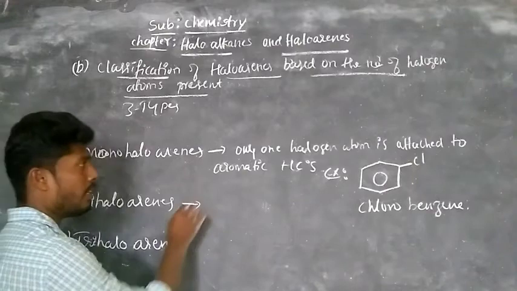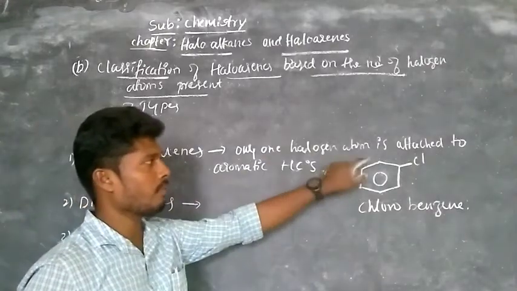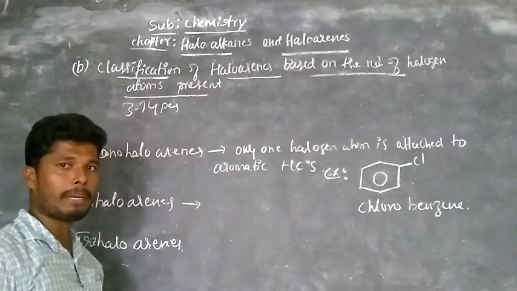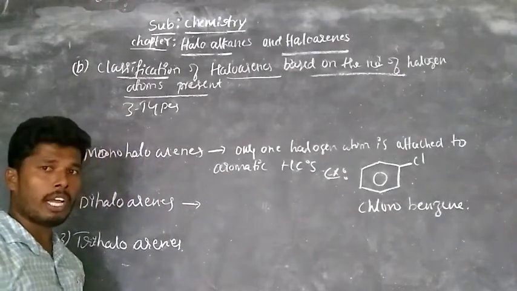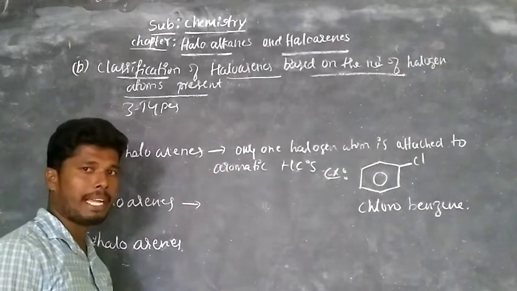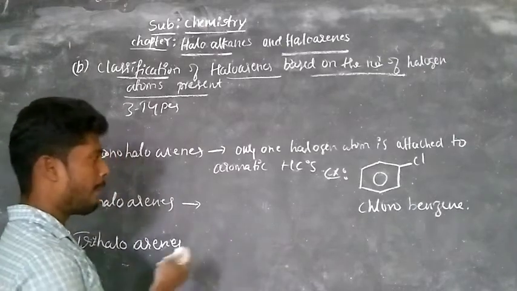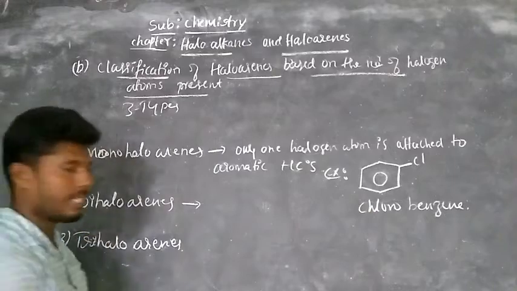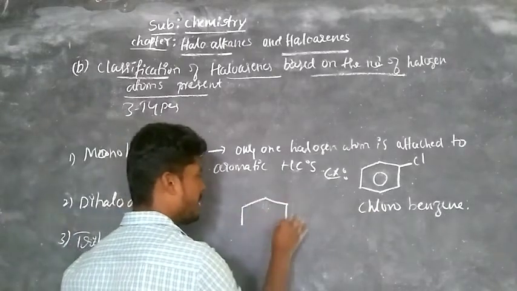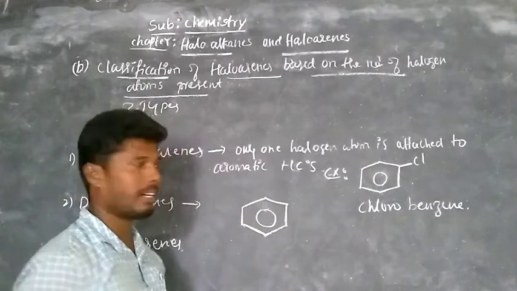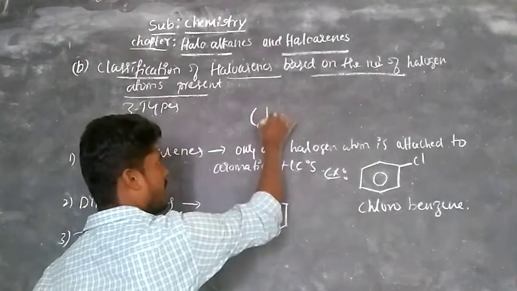Similarly, dihaloarenes is nothing but two halogen atoms attached to the aromatic hydrocarbon. It means two hydrogens are replaced by two halogen atoms on the aromatic ring. Such compounds are called dihaloarenes. For example, take the benzene ring. How many hydrogens are there in benzene? 6 hydrogens, right? Its molecular formula is C6H6.